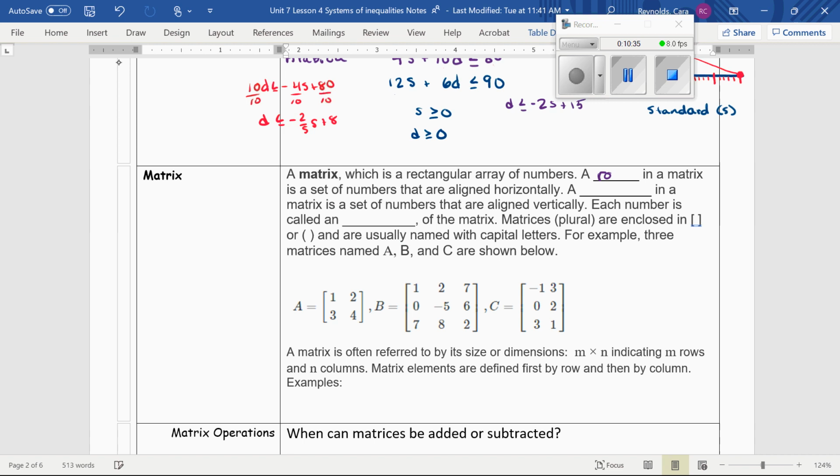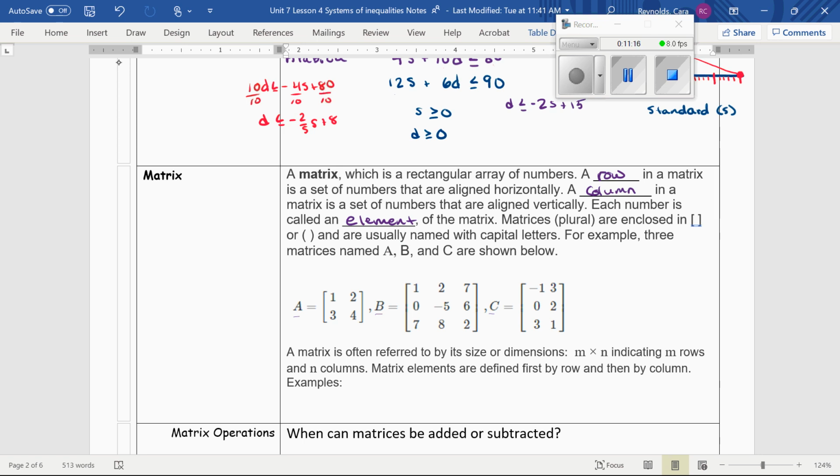A row in a matrix is a set of numbers that are aligned horizontally. A column in a matrix is a set of numbers aligned vertically. Each number inside of a matrix is called an element of the matrix. Matrices, plural, are enclosed in brackets, or parentheses. We don't use parentheses very often, but if you're looking up extra resources, you'll see that they do. And they're usually named with capital letters, so matrix A, matrix B, matrix C.